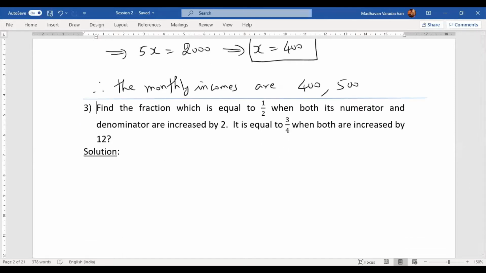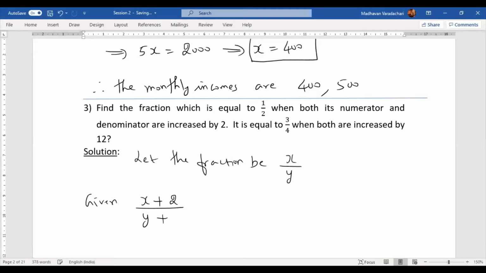So to start with, I will say let the fraction be x by y. Now, what is given? This fraction x by y becomes 1 by 2 when both the numerator, that is x, and the denominator y are increased by 2. Means given x and y, if I increase both numerator and denominator by 2, then this fraction is equal to 1 by 2.